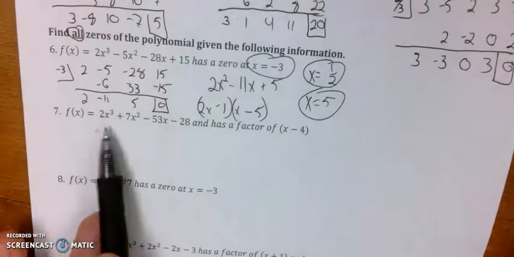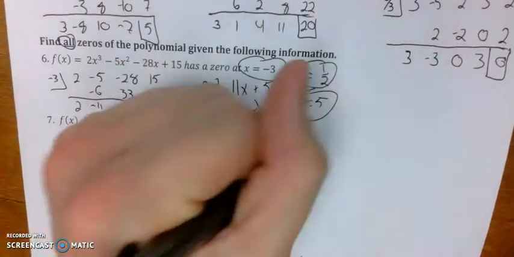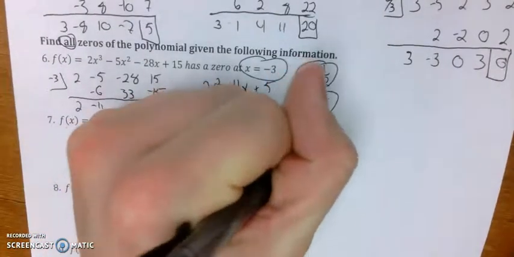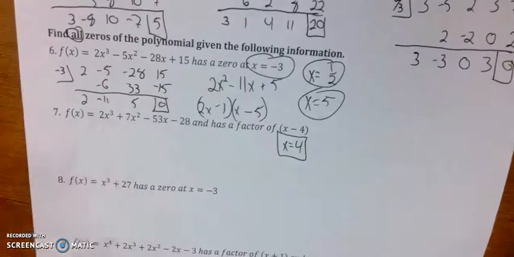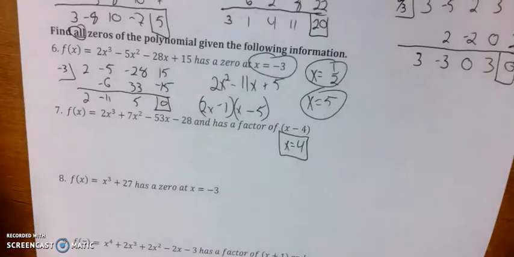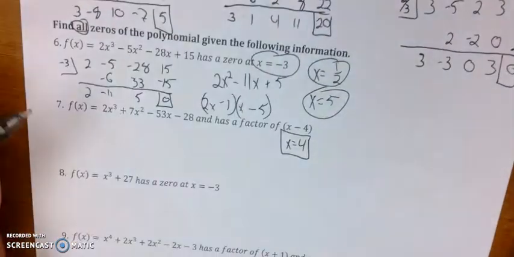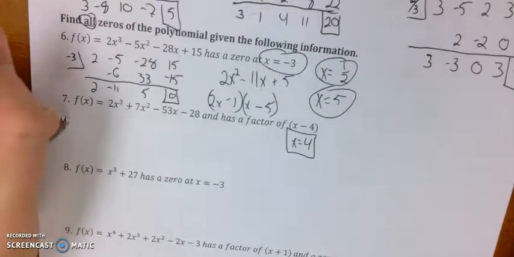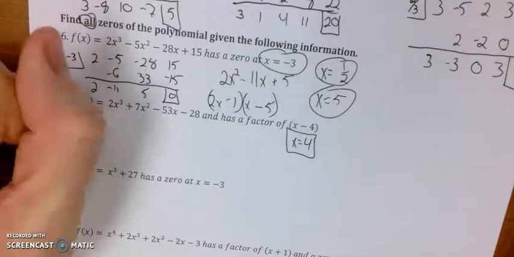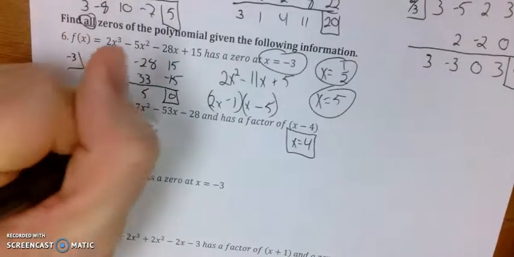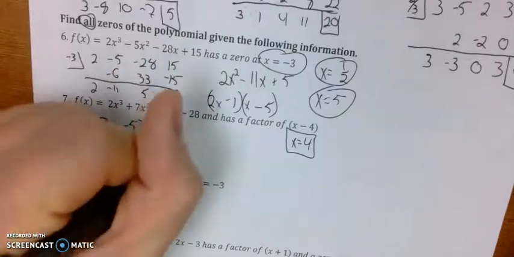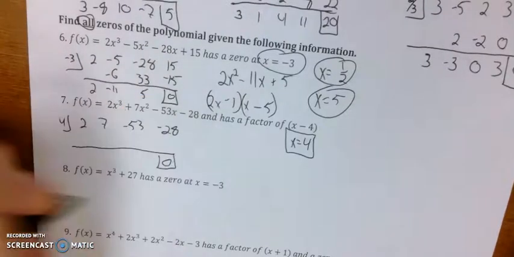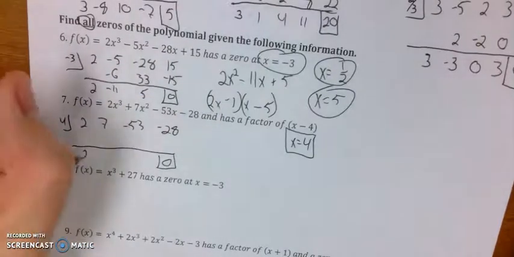Number 7, no skip terms. They give us a factor. That's the same as giving me an answer. So I have one of my solutions and I can expect 3 total. So now, excuse me, all right, we can divide out a 4 using synthetic division. 2, 7, -53, -28. We can expect the remainder to be 0. If it's not 0, then we goofed somewhere.